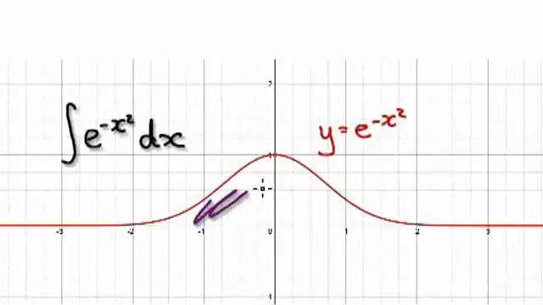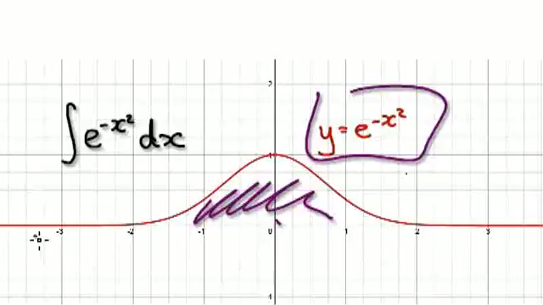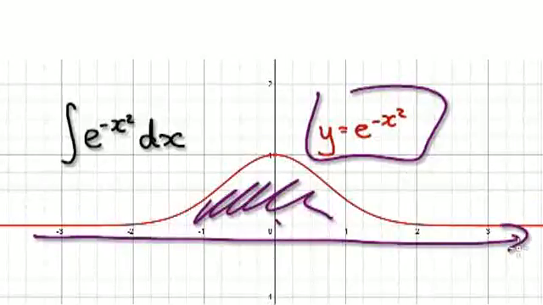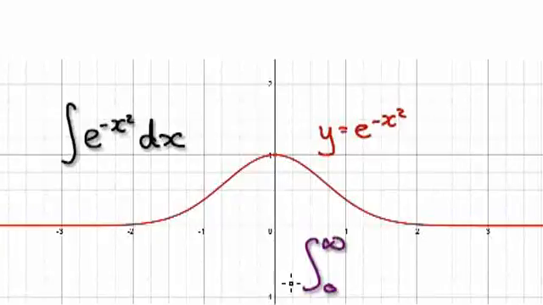Okay, so our next aim is to work out the area of this thing here from negative infinity all the way to positive infinity. But by the way, you can just work it out from 0 to infinity and then times it by 2. Okay, I will guide you through it in the next few videos.